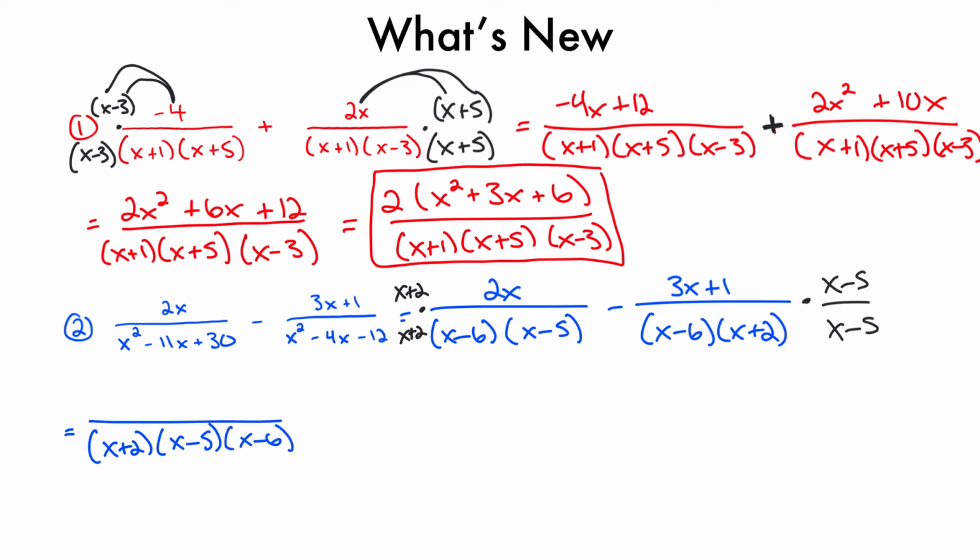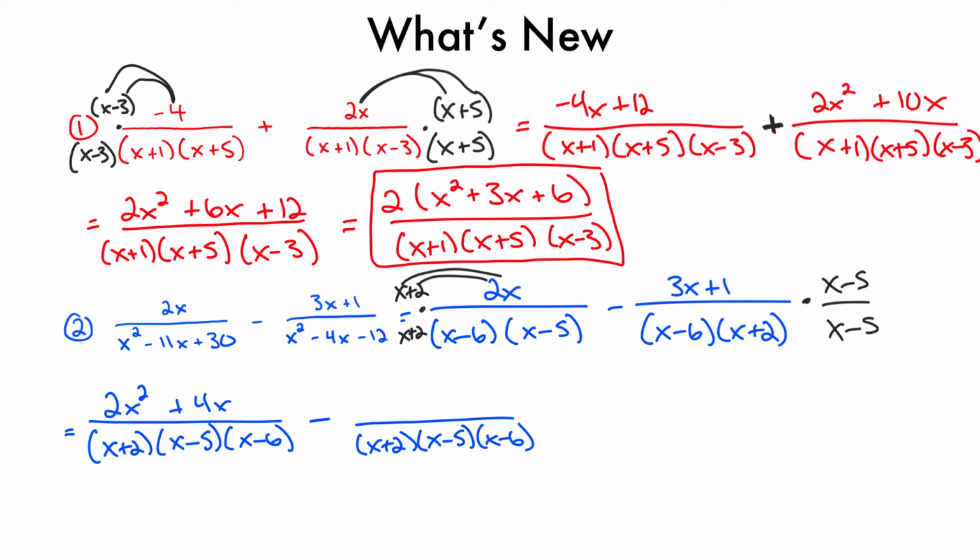For the numerators, x times 2x is 2x squared. 2 times 2x is going to be plus 4x. Minus, denominator is going to be the same, x plus 2 times x minus 5 times x minus 6.